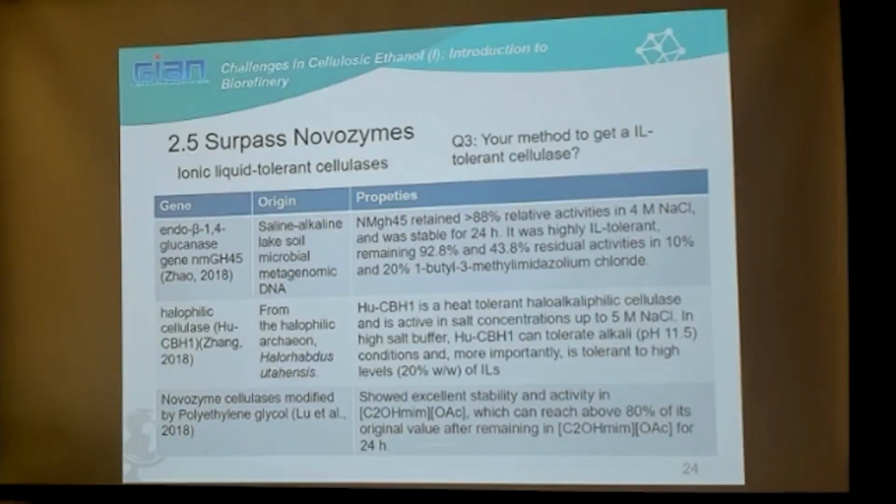Some other authors' work obtained some good results, like John's. They got a gene from a saline alkaline lake soil. They used metagenomic technology. They got a gene and expressed it, and they got a good result with this ionic liquid. The content is 20%. It's a very good result. Almost all of the cellulase activity was retained in this system.